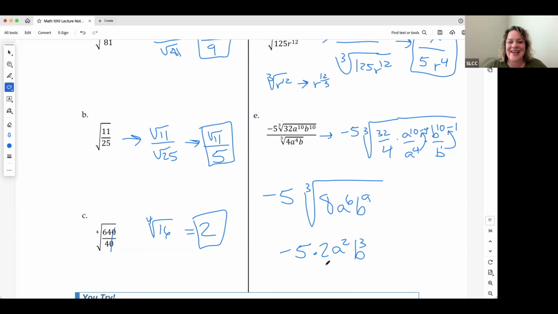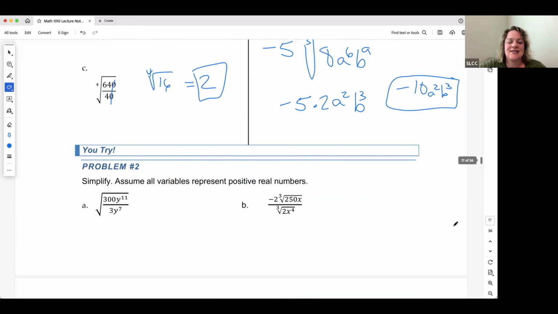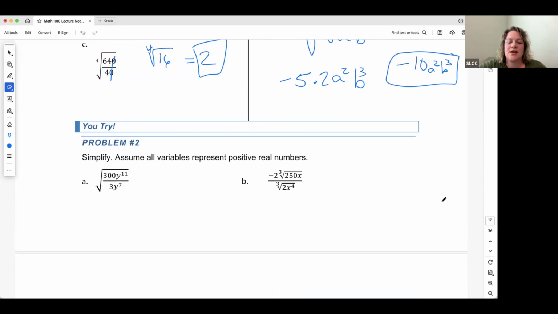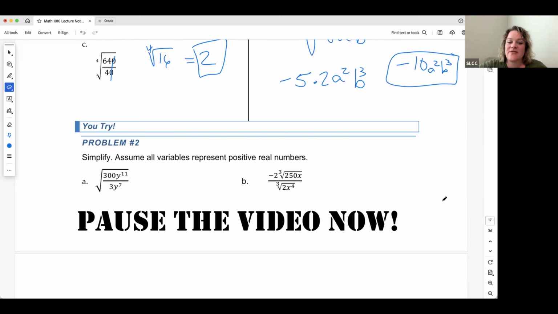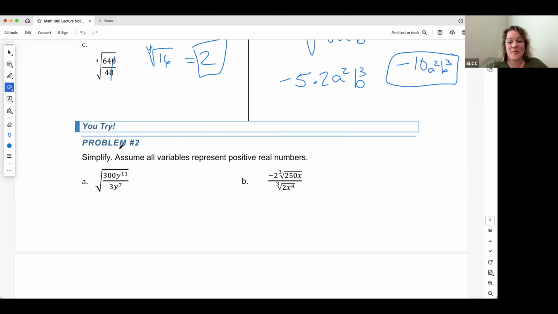Now we can multiply -5 times 2. Finally, -5 can be involved. -10, and then a squared, b cubed. Let's look at the you try it problems. So pause the video, see if you can do the you try it, and then we'll come back and look at the answer. Hope you did well.